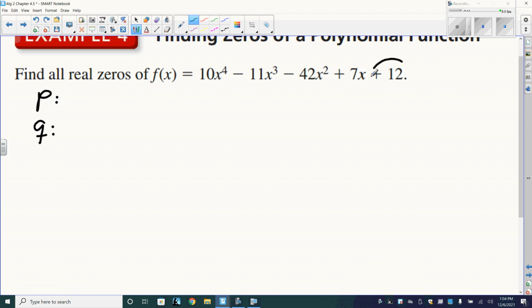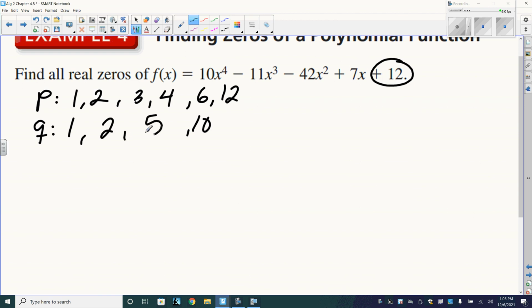Now our constant term in this case is 12, so we want to find all the factors of 12. Well, that would be 1 and 12, and then 2 and 6. Are all the factors of 12. Now we need to look at the factors of 10. Well, the factors of 10 are going to be 1 and 10, 2 and 5.